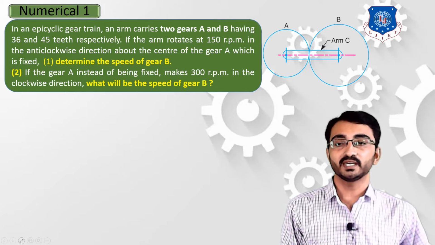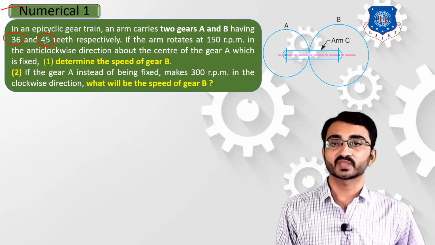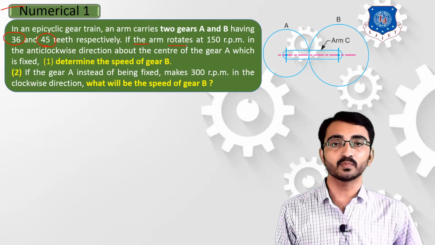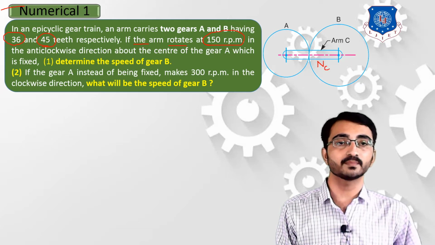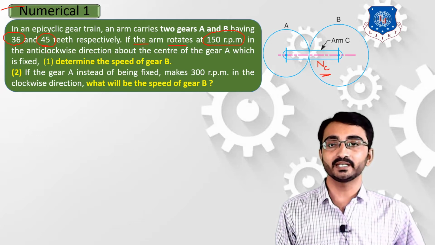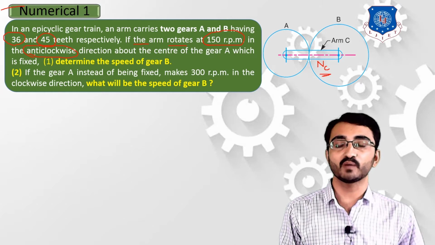Now they have given the number of teeth on their periphery as 36 and 45. So over here we can consider that TA is 36 and TB is equal to 45. The next condition they have given is that the arm rotates at 150 RPM. So the third condition is the rotation of arm, or the speed of arm C, that is NC, given as 150 RPM in anti-clockwise direction. Now remember this direction also. We have learned that in this chapter we will always consider anti-clockwise as positive.